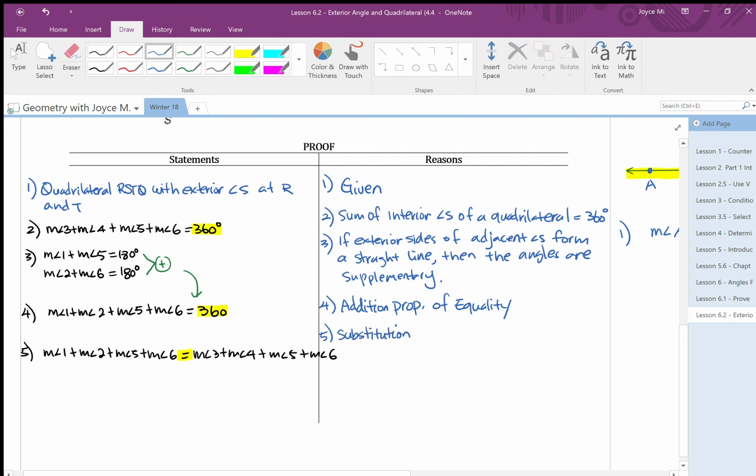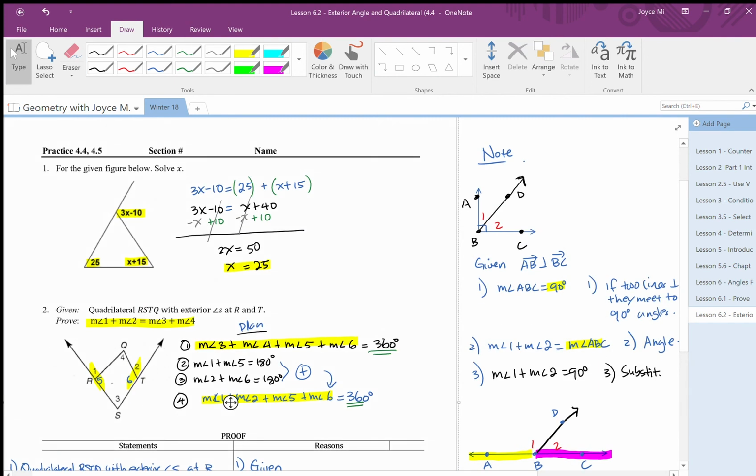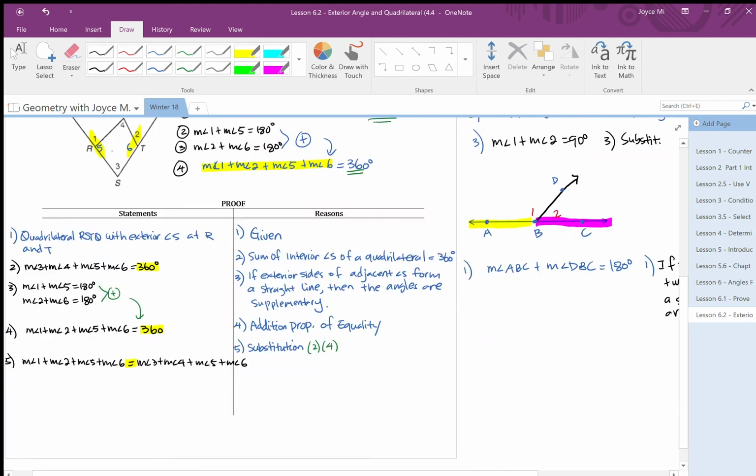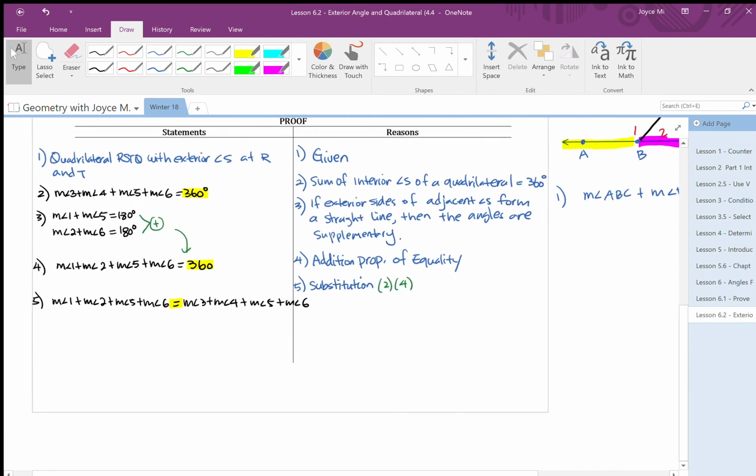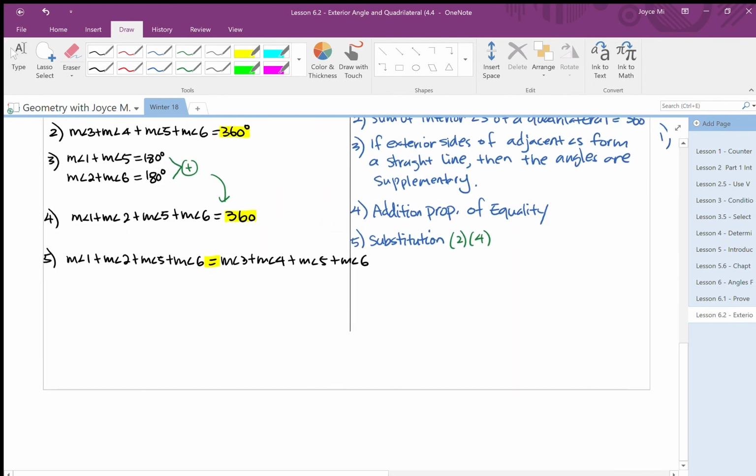Substitution, again, it is important that you tell your reader which ones you are substituting. I'm substituting using step 2 and step 4. So I'm going to write it here. I'm using step 2 and step 4. Both are equal to 360. I'm substituting them. So substitution. Oh, let me go down here again. I don't know what happened here. Zoom in. Okay.